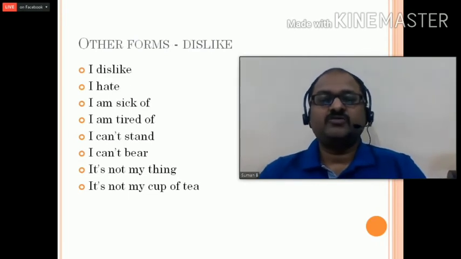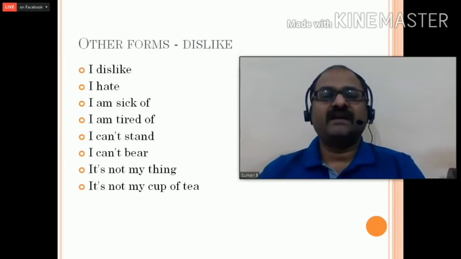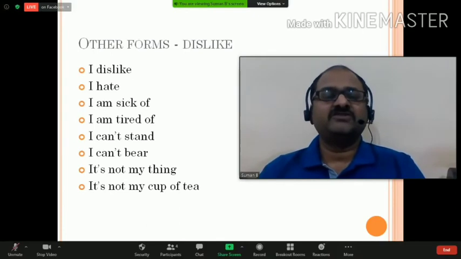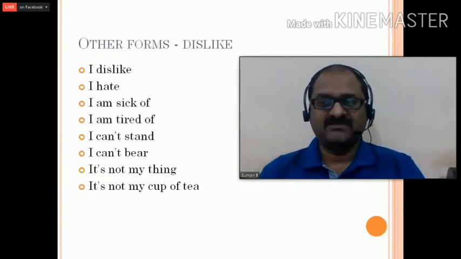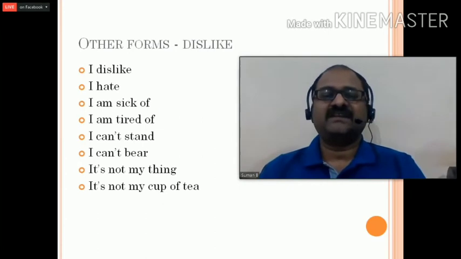So when it comes to expressing dislike, also we have a range of expressions. As we have already seen, the opposite of like is dislike. So you can just say, I dislike. I do not like, I dislike. I hate. So hate is a stronger form of dislike. When you really hate something, you really do not like it at any cost.